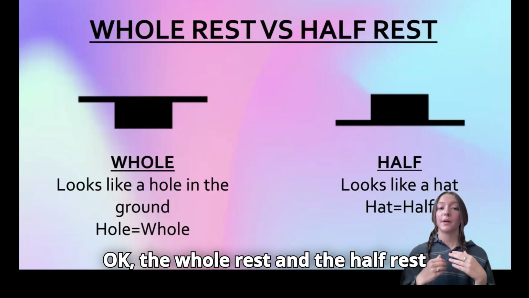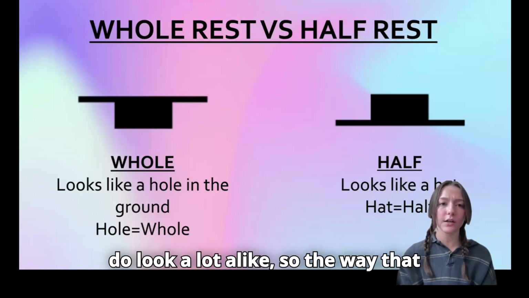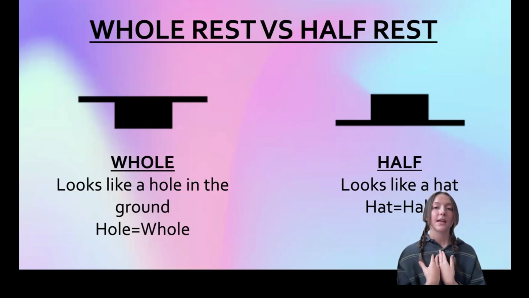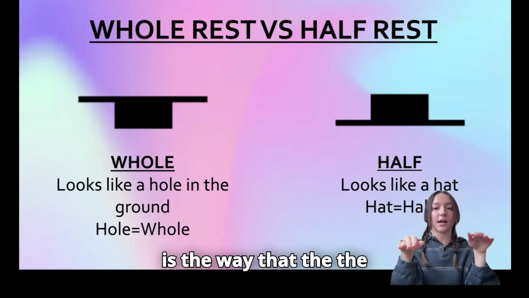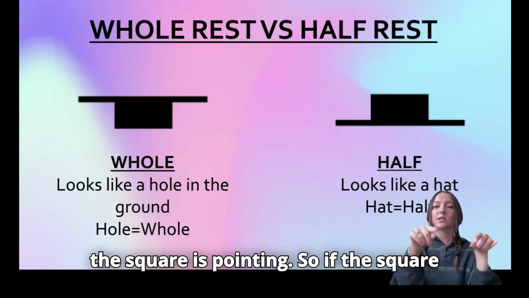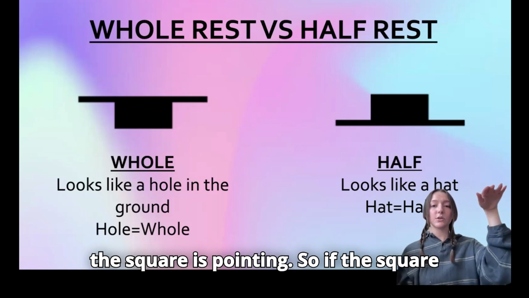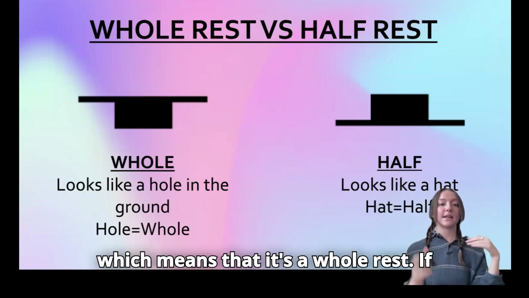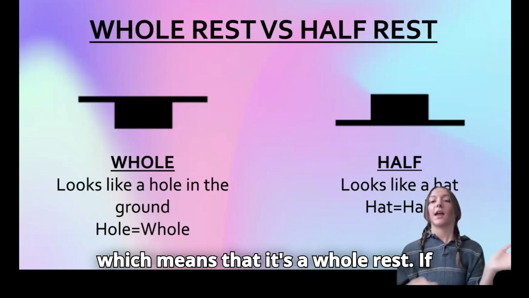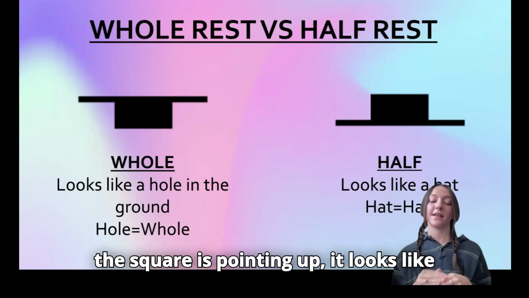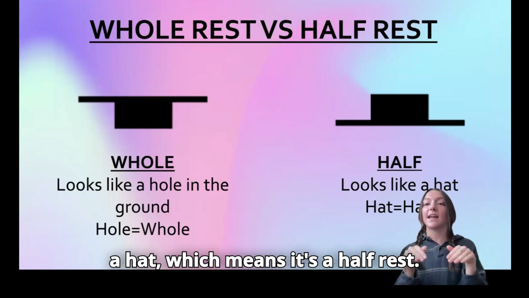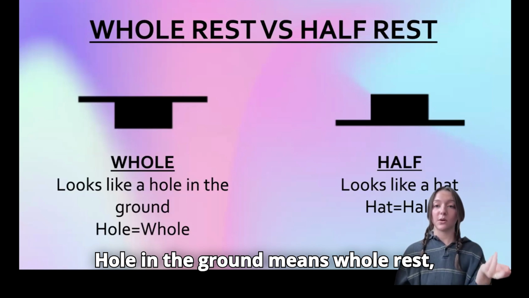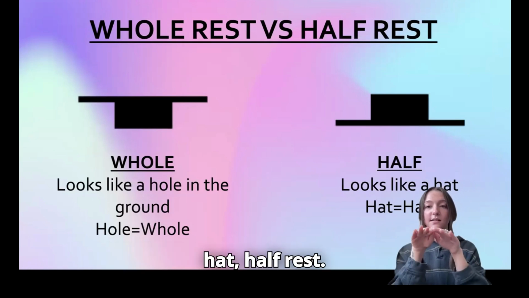Okay. The whole rest and the half rest do look a lot alike. So the way that I can tell a difference between them is the way that the square is pointing. So if the square is pointing down, it looks like a hole, which means that it's a whole rest. If the square is pointing up, it looks like a hat, which means it's a half rest. Hole in the ground means whole rest. Hat, half rest.